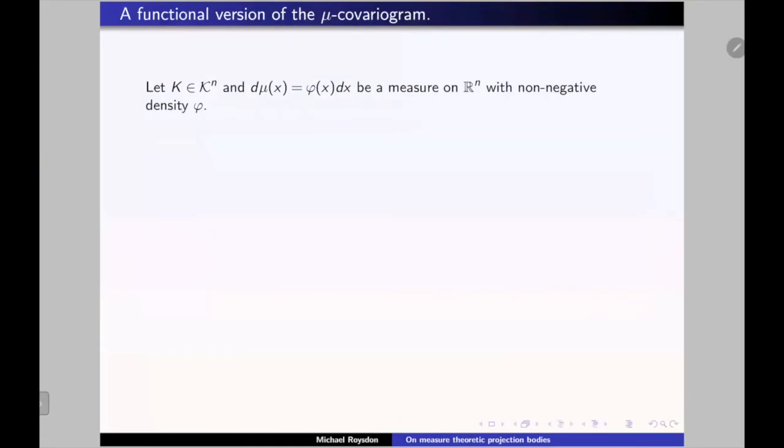And just one more comment. We also extended it to the functional setting. So we take a convex body K, we take a measure with a non-negative density, and you take a non-negative locally integrable function F. You can define the mu covariogram of F on the body K, if F is supported on K, as the integral over K intersect X plus K of F of Y minus X, times nu of Y dy.